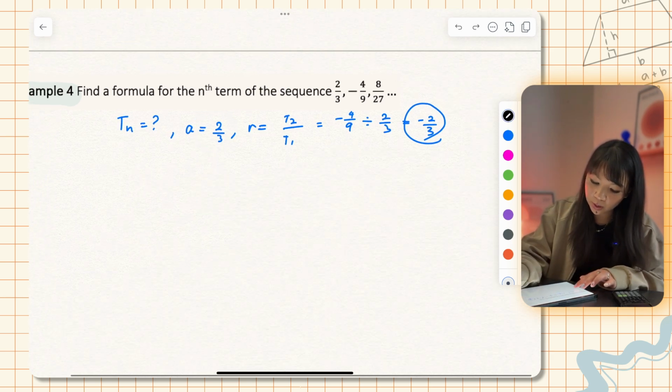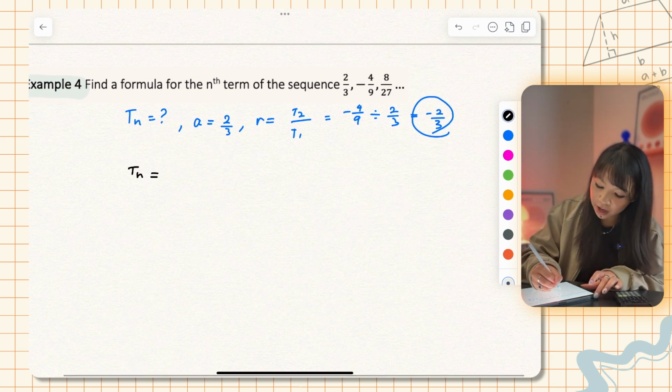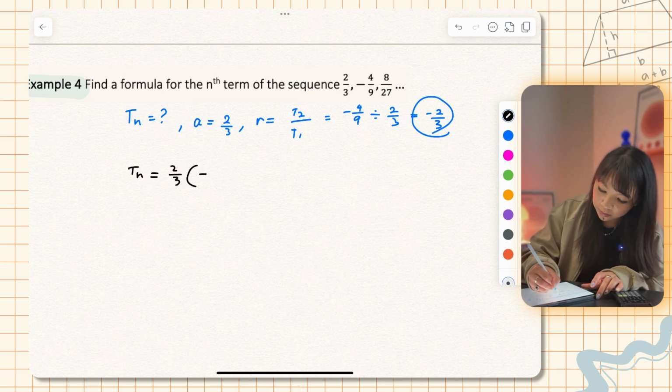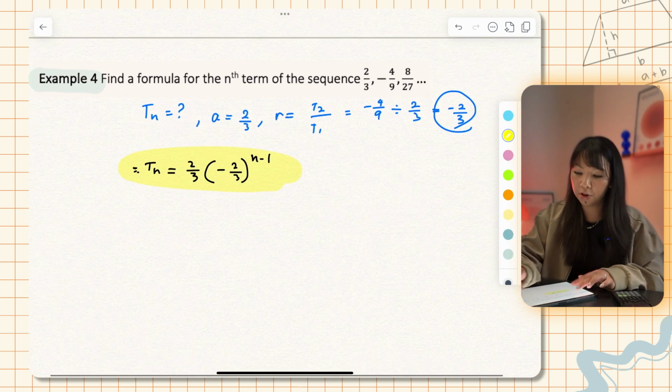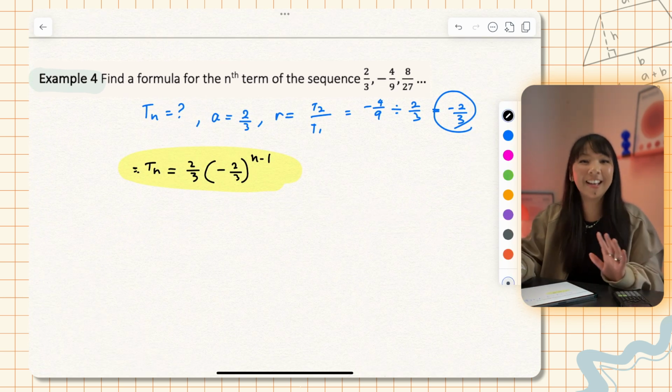So now let's go ahead and find the nth term. So the Tn is equal to A times R to the power of n minus 1. Okay, and that's it. That is your formula for the nth term. And honestly, you just leave it.